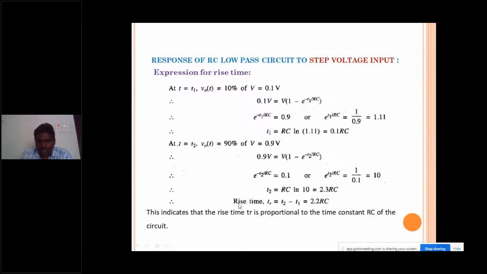If I want to calculate the rise time, then tr is equal to t2 minus t1. t2 is the time when the output is at 90%, and t1 is the time when the output is at 10%. So 90 minus 10 will give you the rise time: tr is equal to 2.2 times RC. This is a very important derivation for your examination.